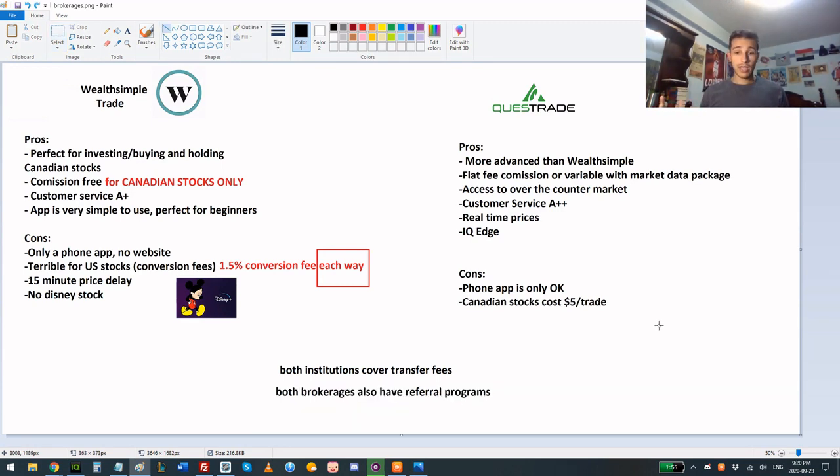And both brokerages also have referral programs. So with Wealthsimple Trade, if you refer someone and they trade $100, you guys both get, I believe it's $10. And with Questrade, there's a bunch of different ones as well. If you refer someone, and if they fund a certain amount of money, then the more money that they fund, the more money they get.